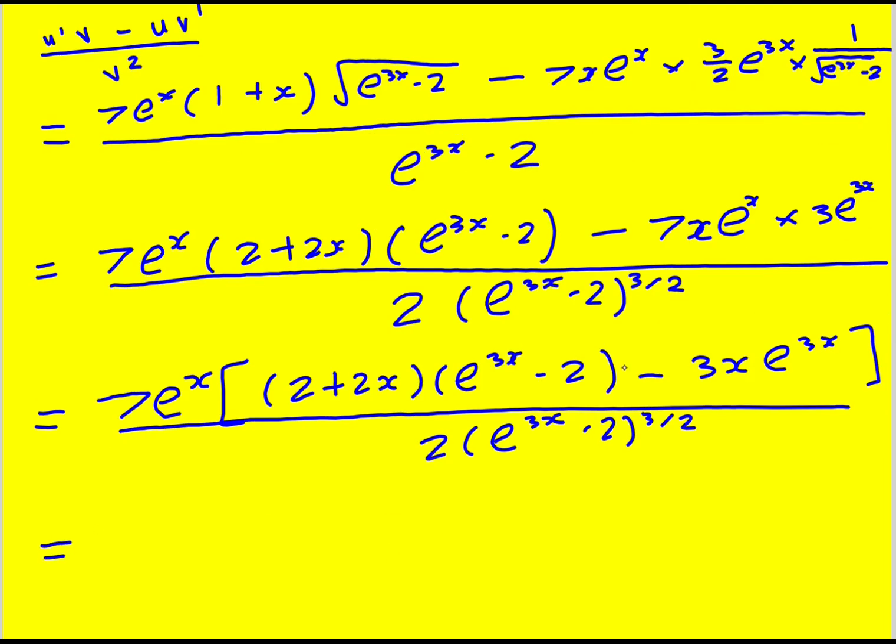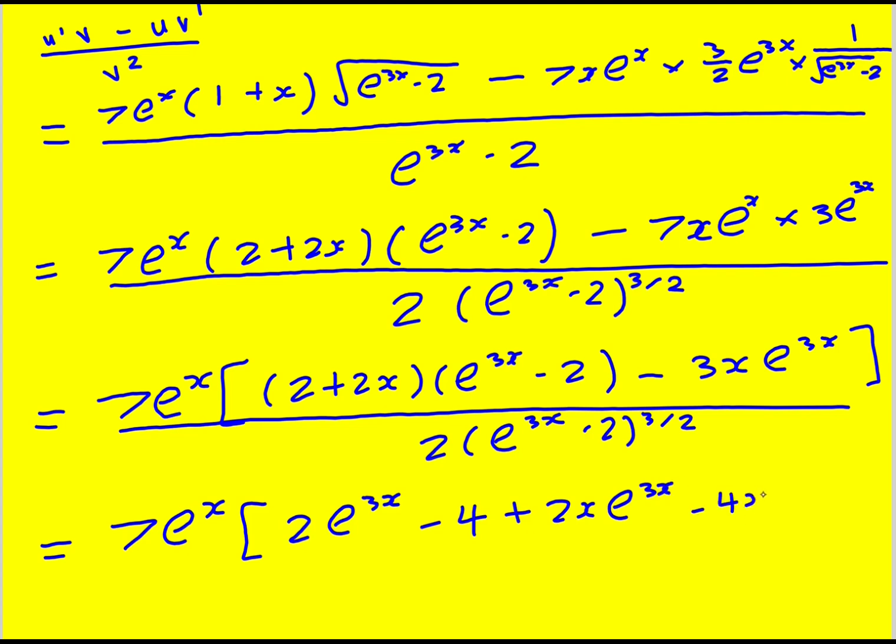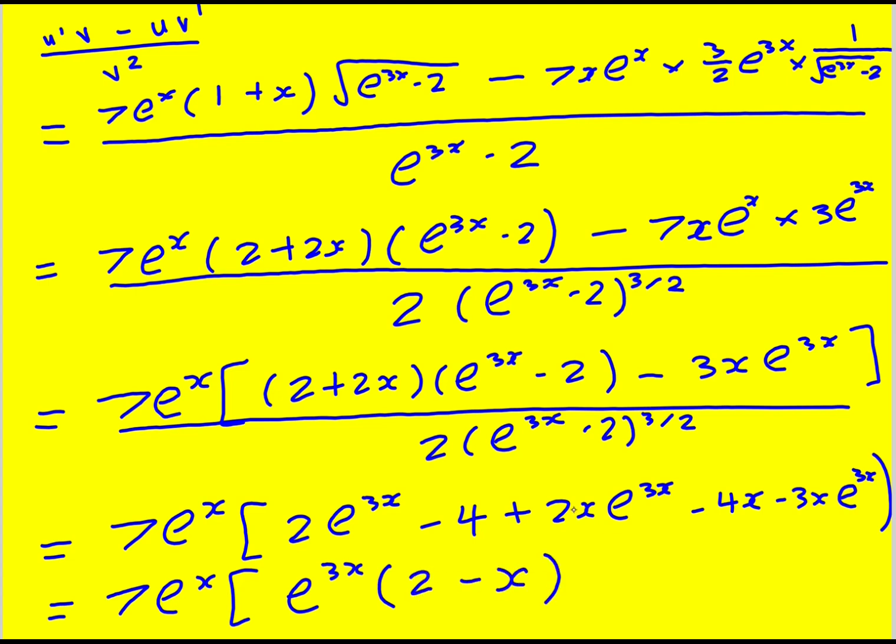Then in my final answer, we had e^(3x) factorized within, so I'm going to expand the bracket. I've got 2e^(3x) minus 4 plus 2x e^(3x) minus 4x minus 3x e^(3x). Now I'm going to factorize out that e^(3x), which will give me 2 minus x, because I've got plus 2x and minus 3x. Actually, that was in the final answer, so that's really good. And then minus 4x minus 4.